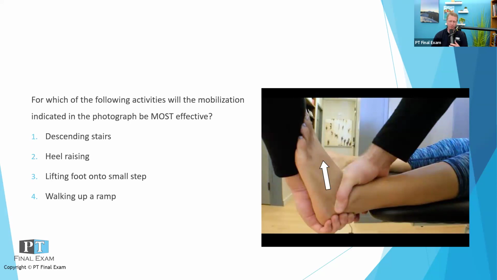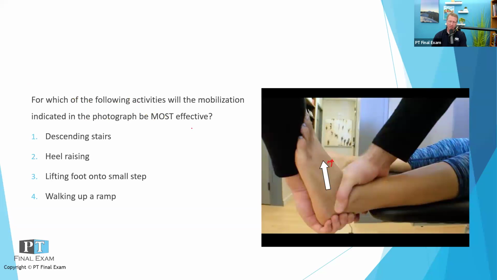All right, so this is one of those annoying questions where you have to visualize what's going on in order to find the correct answer. So a bit of a visualization has to occur. For which of the following activities will the mobilization indicated in the photograph be most effective? We glance at the photograph and we see this is an anterior mobilization.